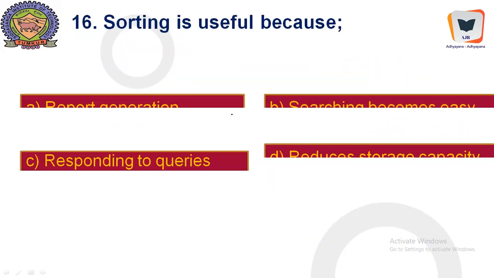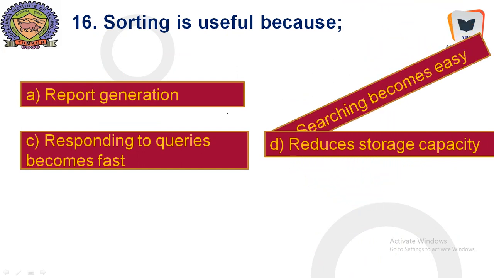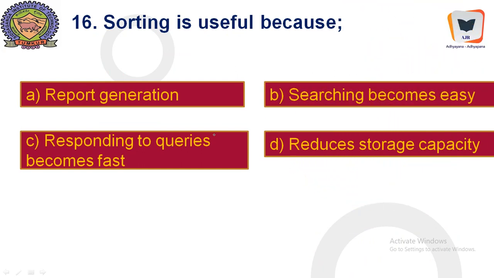Right. Sorting useful because when you arrange the things in order, searching becomes easy, and report generation also becomes very easy, because it will become a great deal easier to look at a report which has the entire list arranged in ascending order or descending order. It becomes very easy for us to look at that particular list. Therefore, this is also a correct answer.